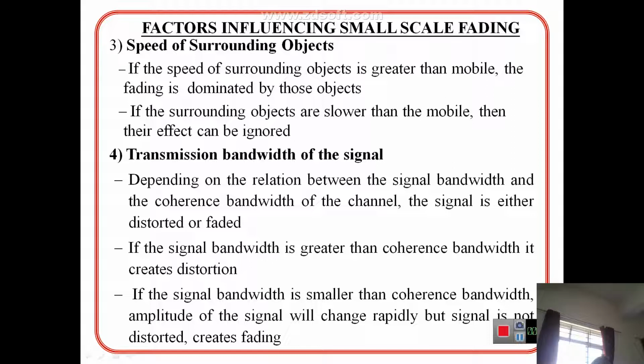Third one, the speed of surrounding objects. The fourth one, transmission bandwidth of the signal. What is the speed of surrounding objects? If the speed of surrounding objects is greater than that of the mobile, then the fading is dominated by those objects. If the surrounding objects are slower than the mobile, then the effect can be ignored. Fourth one, transmission bandwidth of the signal. Depending on the relation between the signal bandwidth and the coherence bandwidth of the channel, the signal is either distorted or faded.